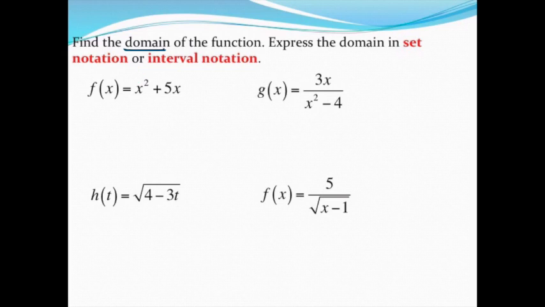And so my domain is everything. And so what I'm going to do in set notation is I'll use brackets always for set notation. I'm just going to say that the domain is all reals. X can be anything we want it to be.